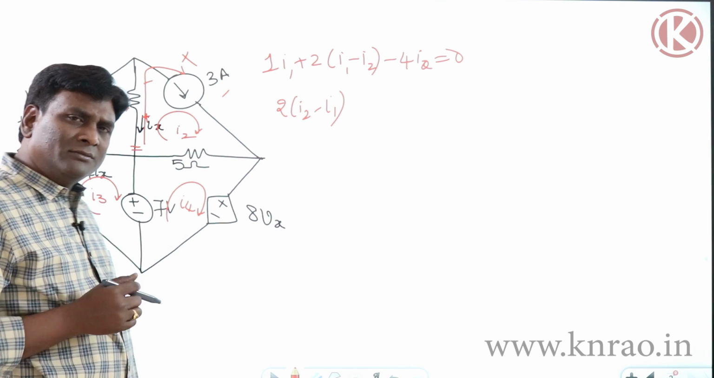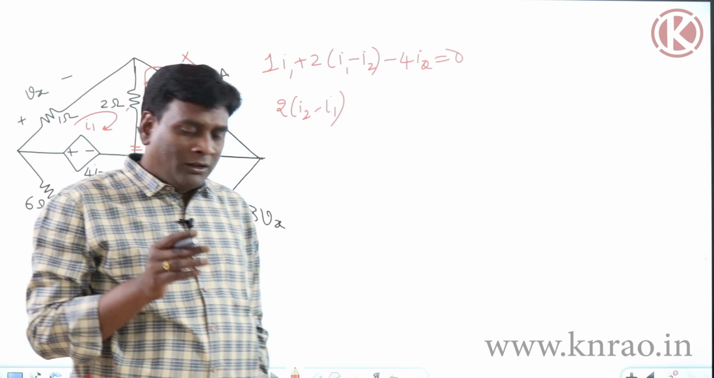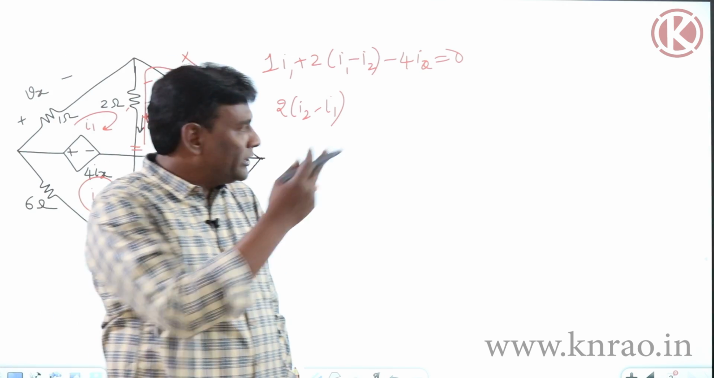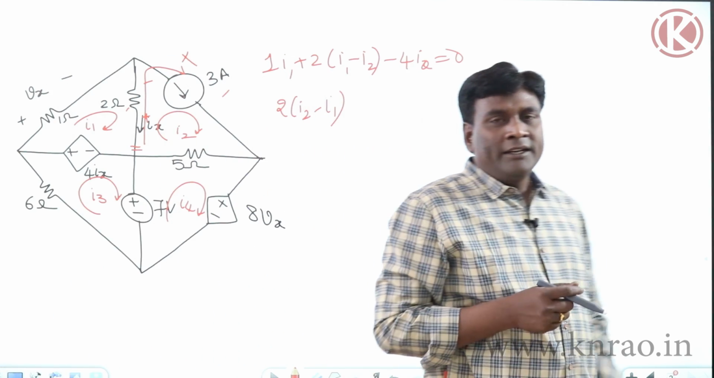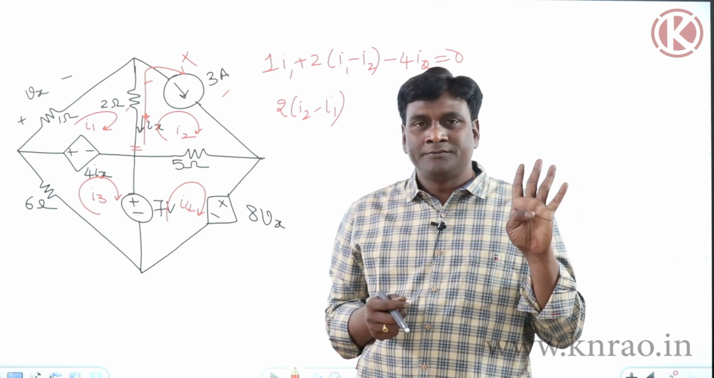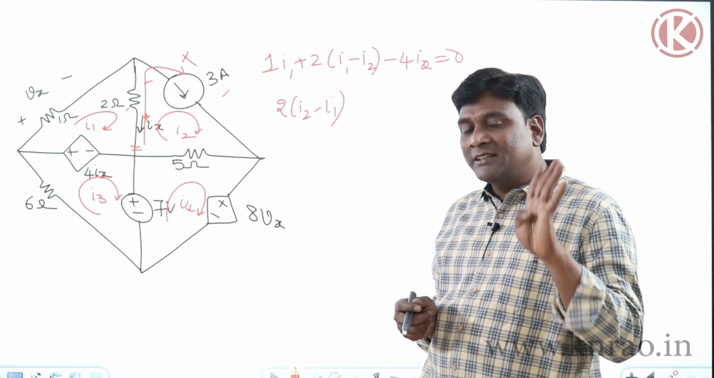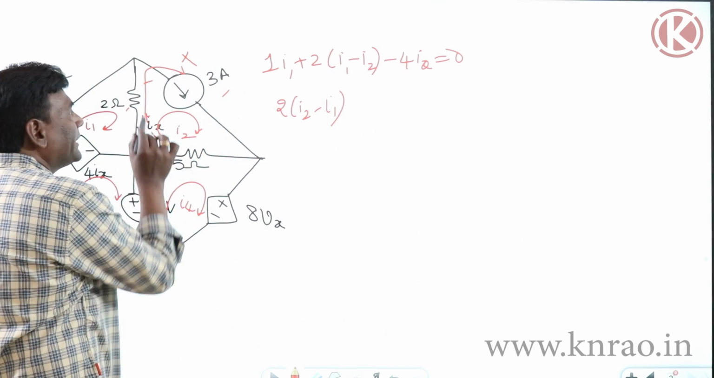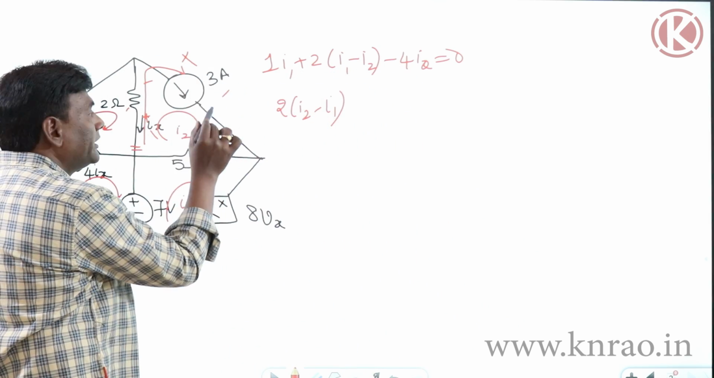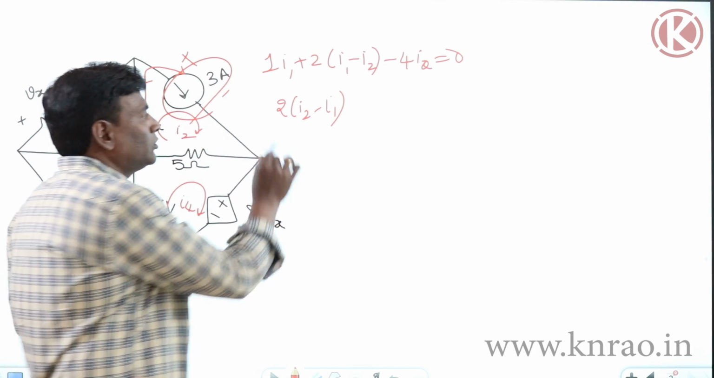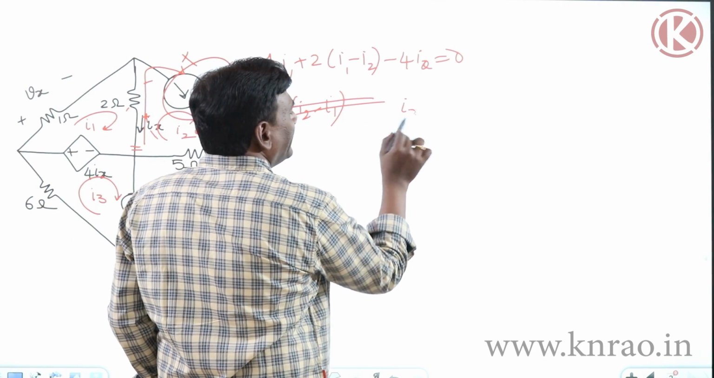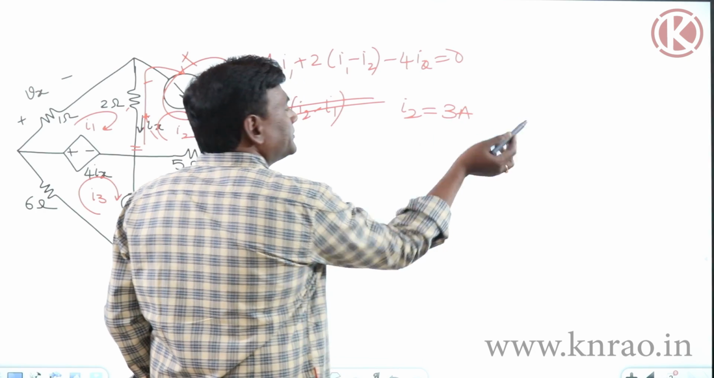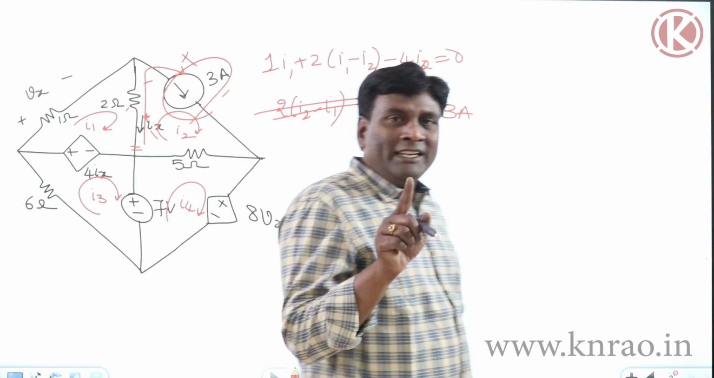Basically, why do this? What is the purpose of us doing all these equations? In order to find I1, I2, I3, I4. So 4 equations have to be solved. Now, for example, how much is I2? It is going to be 3 amperes only now. So why write the equation directly, I2 equal to 3 amperes? So one equation is gone.